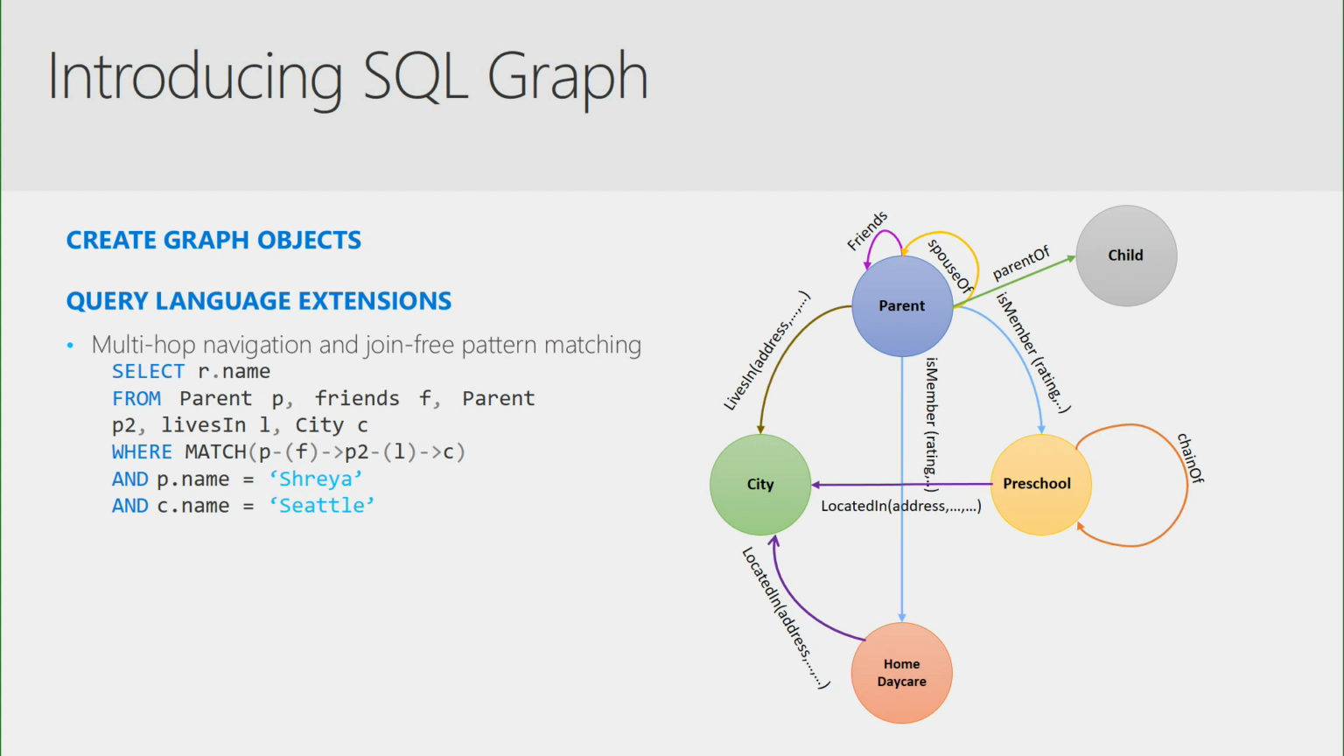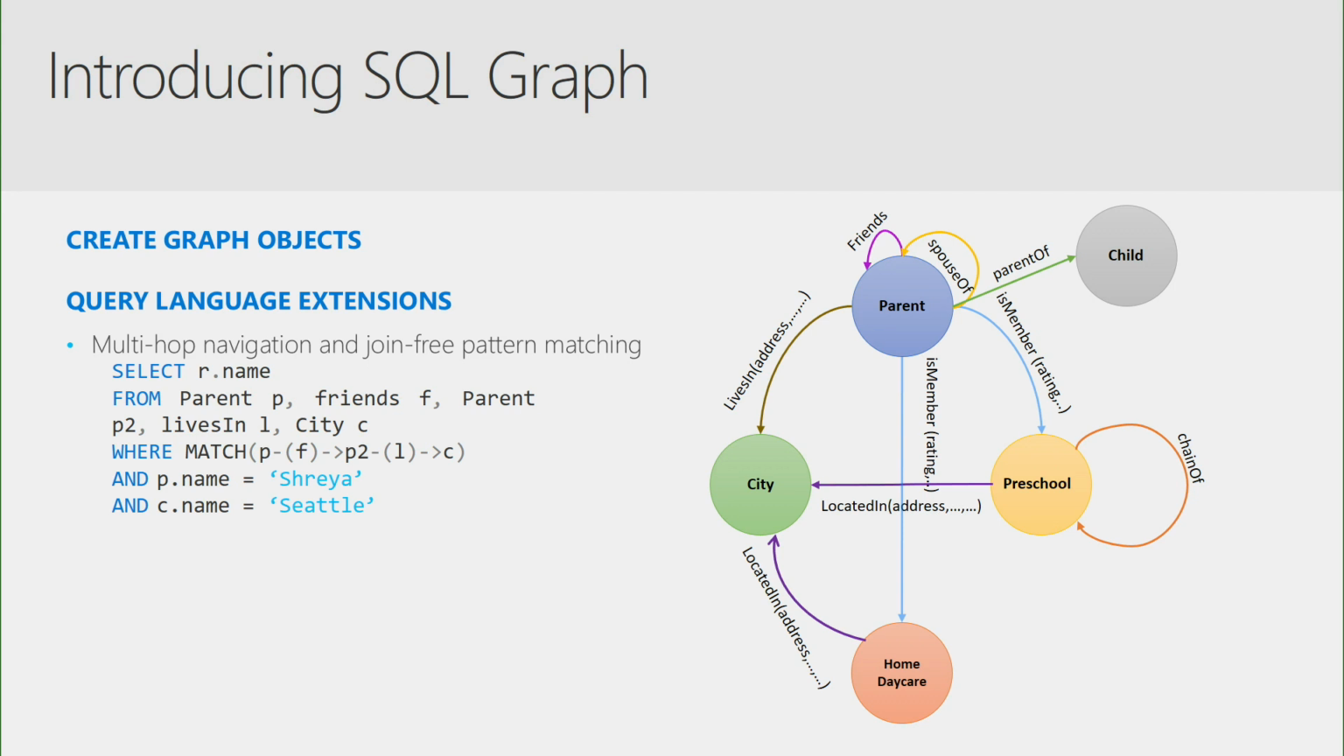There are some query language extensions that we have added to SQL Server vNext, which will allow you to do pattern matching and multi-hop navigation through your graph. In the example listed on the slide, I'm trying to find all my friends who live in the city of Seattle. So in the query, you can see the new match predicate that we have added, which has a pattern which I'm searching for through the graph. It just says find me all my friends that live in the city of Seattle.